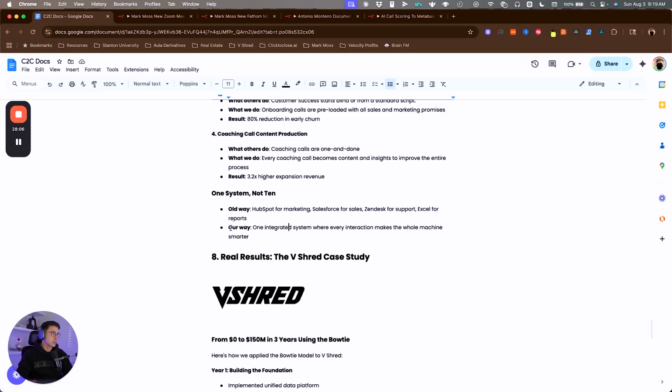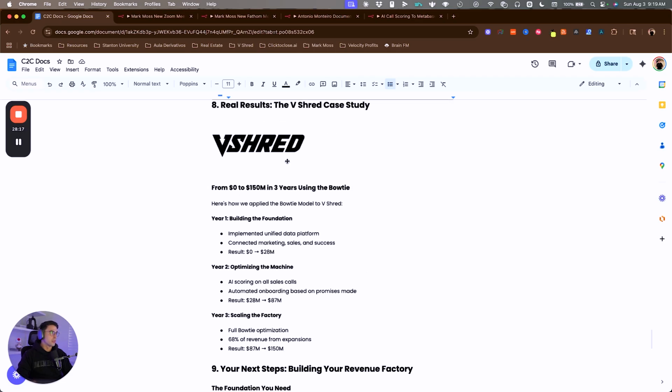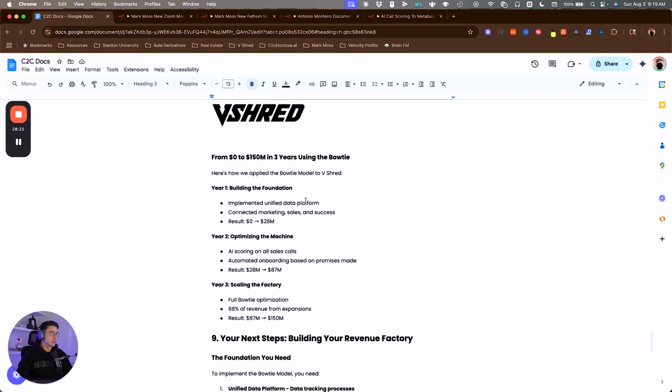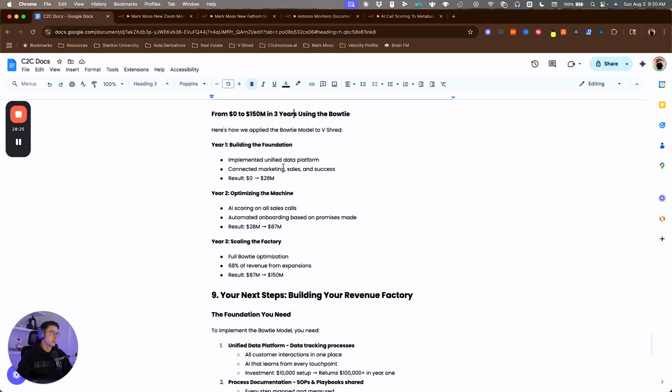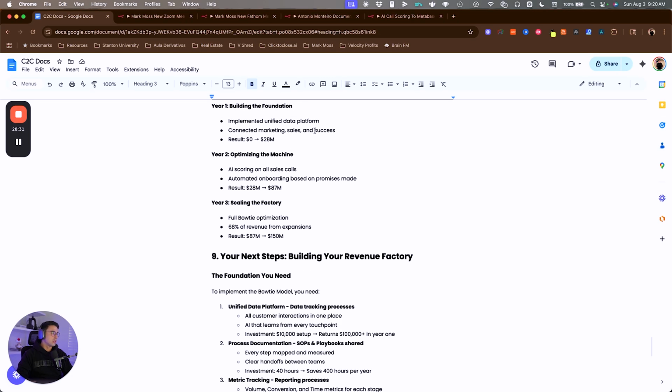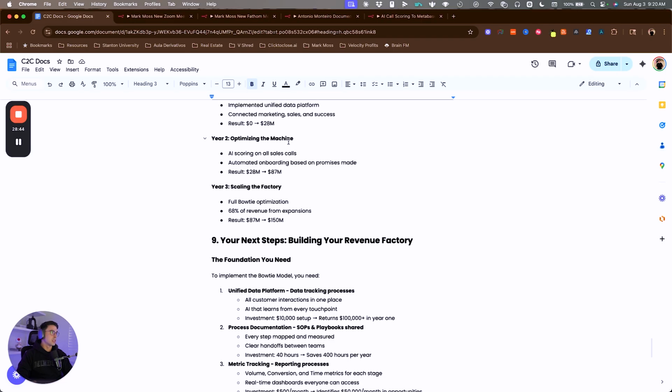And basically we're just going to start doing everything, for the most part, through Go High Level, N8N, Supabase, and Metabase. And we're going to be covering the tech setup in the next few modules. So for the V-Shred case study, how I went from 0 to 150 million in 3 years using the Bowtie, here's how it happens. We apply the Bowtie model to implement a unified data platform, connecting marketing, sales, and customer success, optimizing the onboarding, reducing refund rates, optimizing the sales process because we're capturing the calls, scoring them, and also routing the new closers to leads that we weren't even taking calls before because we were unqualifying them.